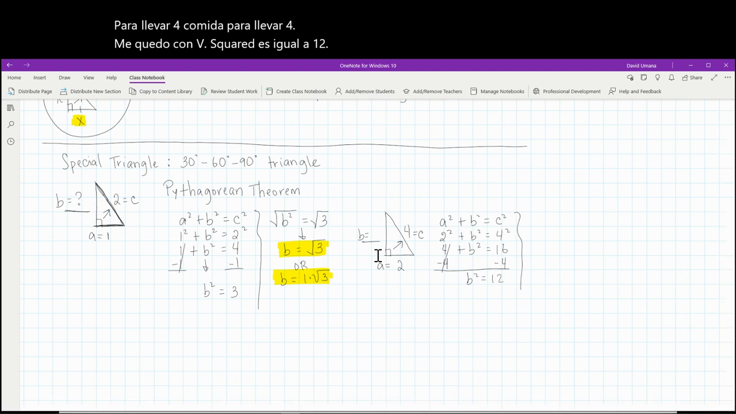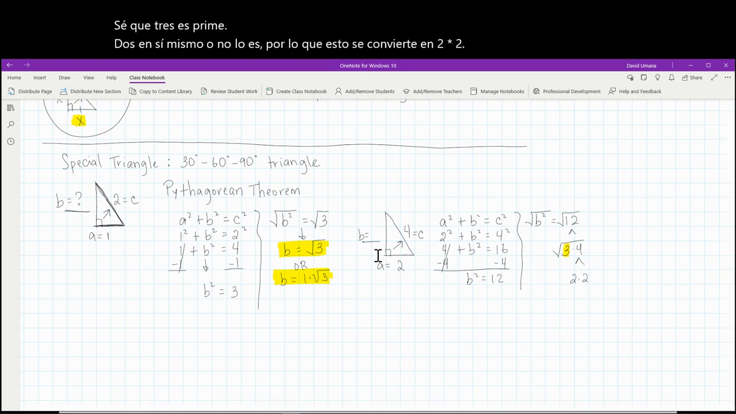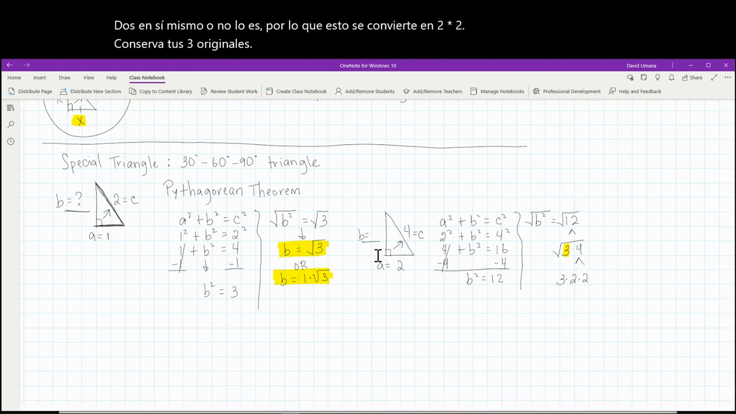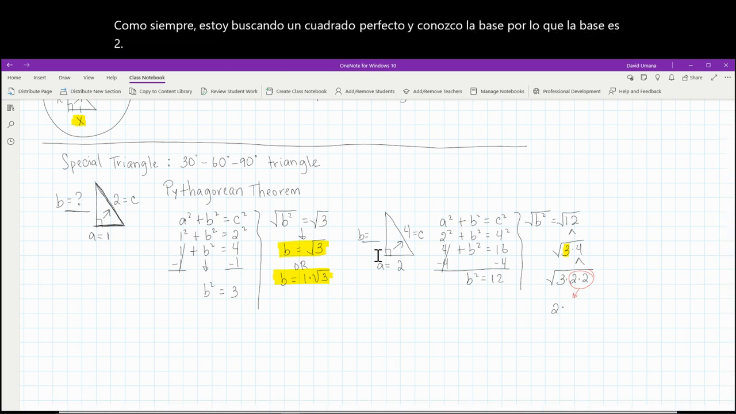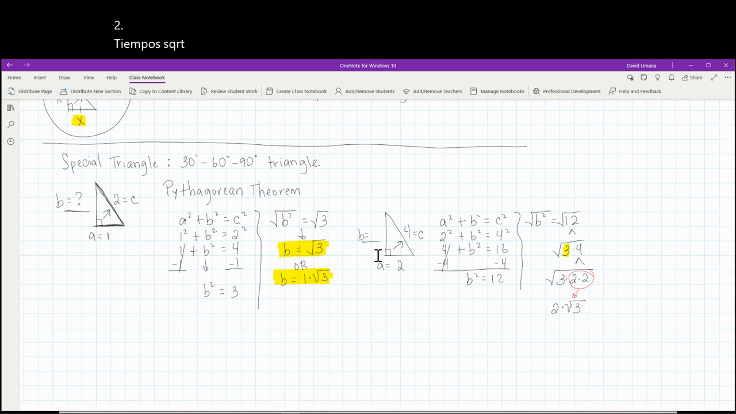B squared equals 12, square root of both sides. This turns into 3 times 4. I know 3 is prime. 4 is not, so this becomes 2 times 2. Keep the original 3. Like always, I'm looking for a perfect square, and I know the base. So the base is 2 times square root of 3. And conveniently, this is now the answer for B.